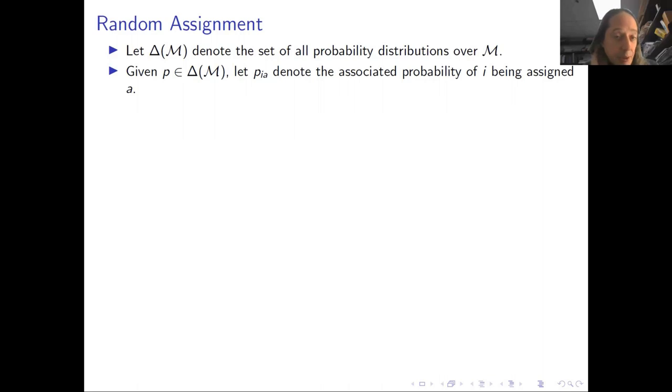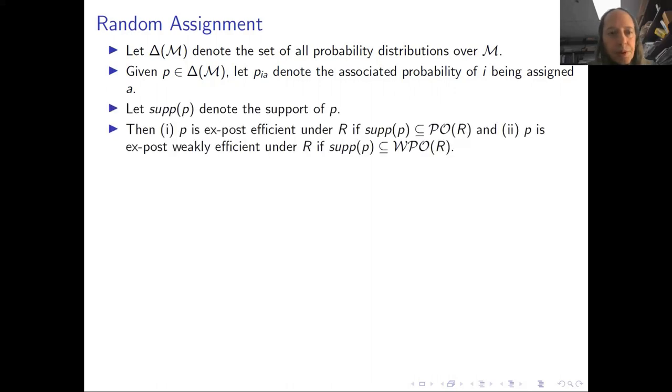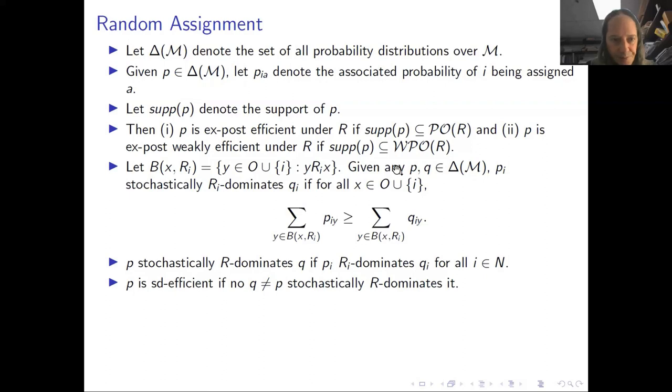And then random assignment: we just take probability distributions over assignments. But of course, an agent doesn't care about the exact distribution, he just cares about his marginal distribution, which is the probability he gets each object. So P_i(a) is the associated probability of i being assigned a. Let support of P be the support. Then it is ex post efficient if the support is a subset of the efficient assignments. Post weak efficiency, then you have stochastic dominance.